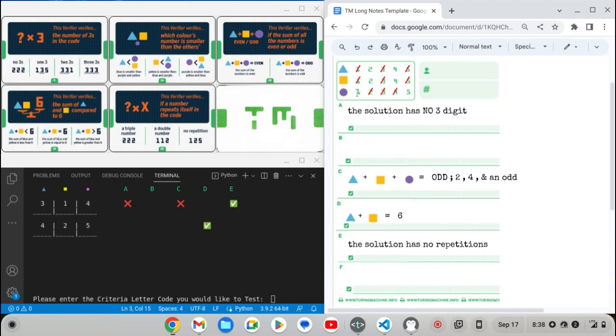Let's see, can circle be 1? I don't think circle can be 1, because if it were the smallest, there'd be no way to order triangle and square. You wouldn't know if it's 2, 4 or 4, 2. So I'm pretty sure it's going to be either triangle or square, and circle is going to default to 5. And there's no way to deduce which one. So let's go ahead and test B.